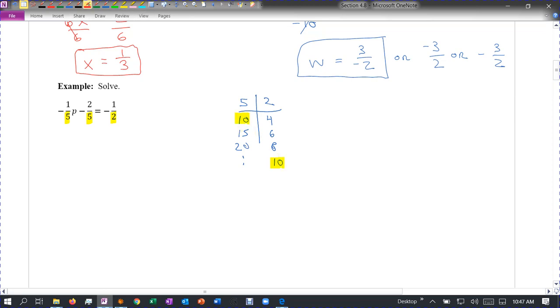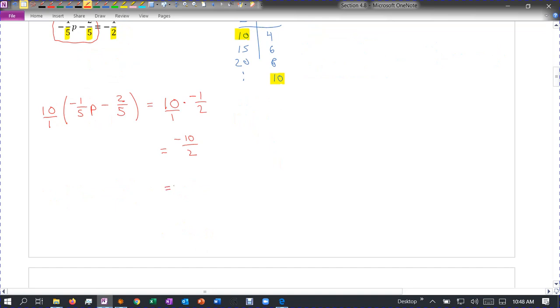So I'm going to multiply both sides of this equation by 10. Now notice I have two terms on the left. So when I do this 10, I'm going to do parentheses, negative 1/5 p minus 2/5, close the parenthesis, equals, now I'm going to multiply the right side by 10 times negative 1/2. I'll also remember that 10 is 10 over 1, and on the left side we have to distribute. Let's go ahead and do the right side first. Here you get negative 10 over 2, which is the same as negative 5, so I'll write that right here.